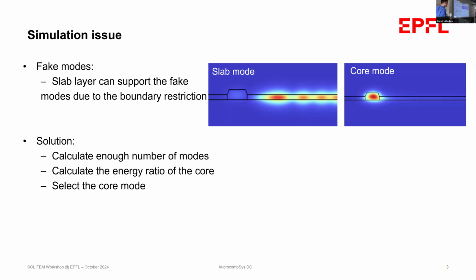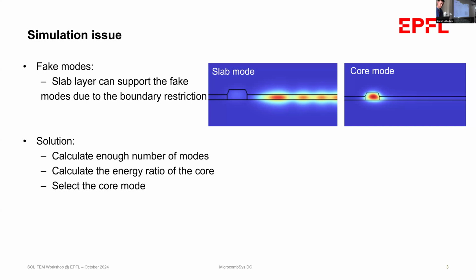So the solution is, at first, we need to simulate enough modes. We need to make sure that in the solution we have our correct mode instead of only the fake modes, and then we can calculate the energy ratio in the core, because the core mode is almost entirely confined in the core, but for the slab mode there is almost nothing in the core. So we can compare the energy ratio between different modes to decide which one is the correct mode. Then we select the core mode.